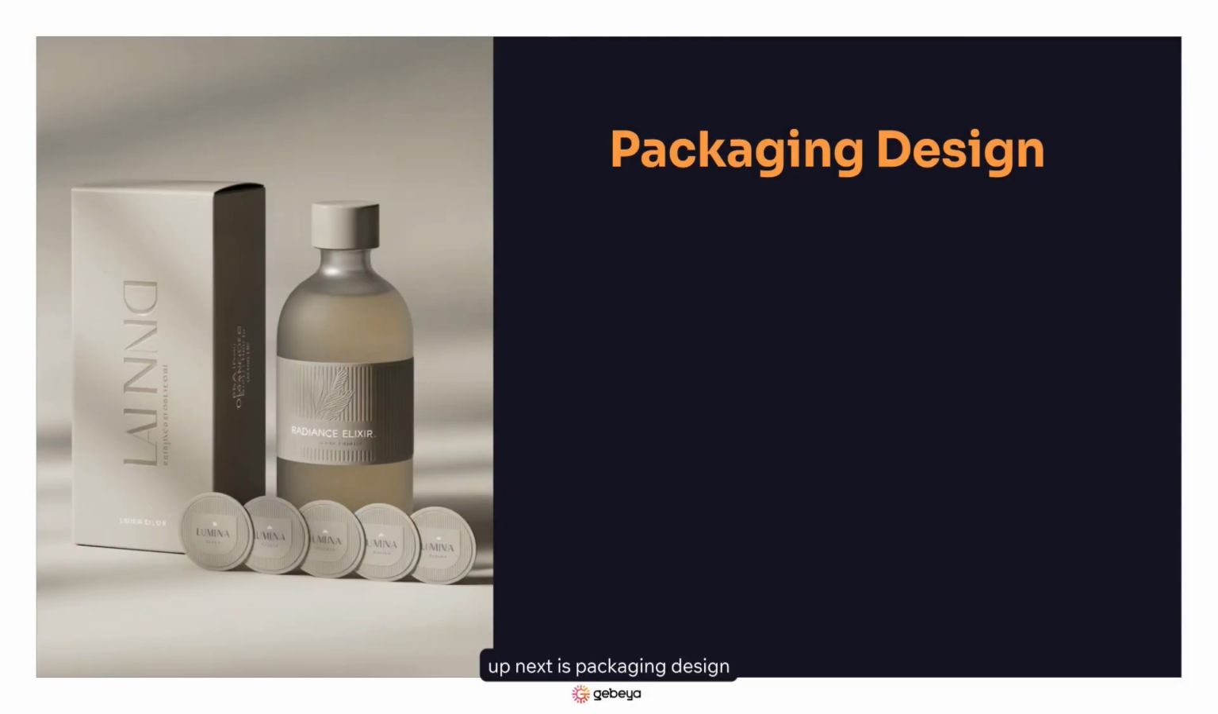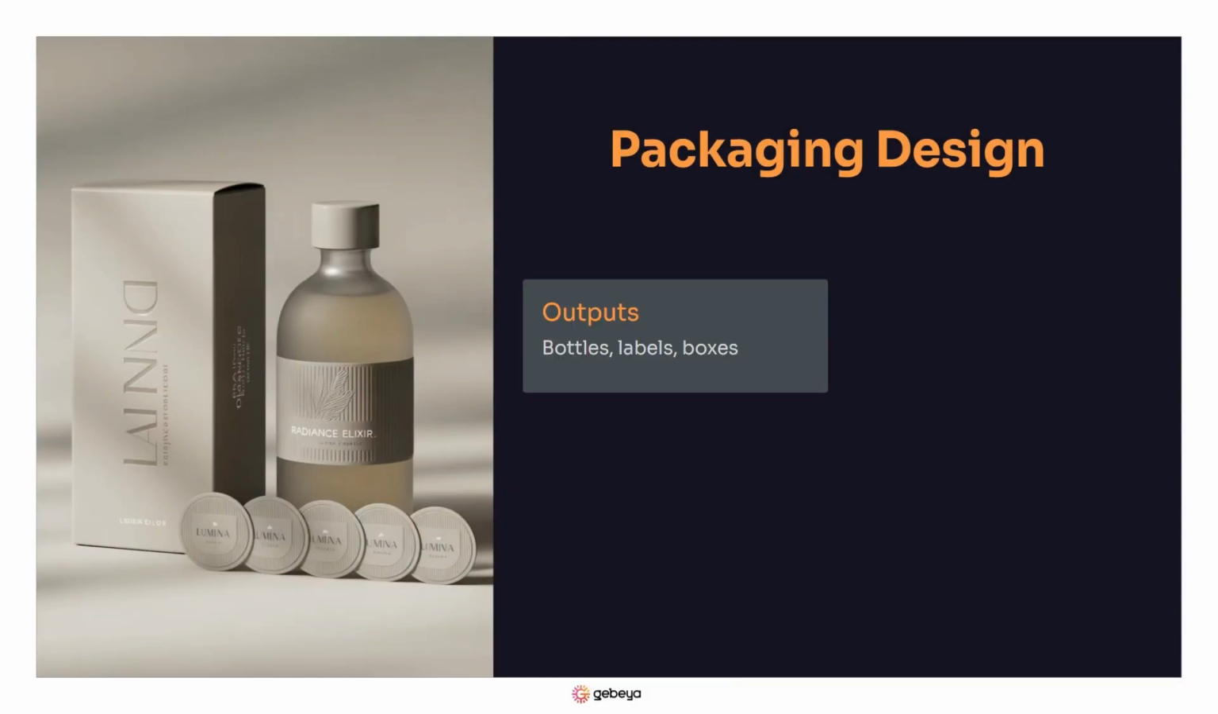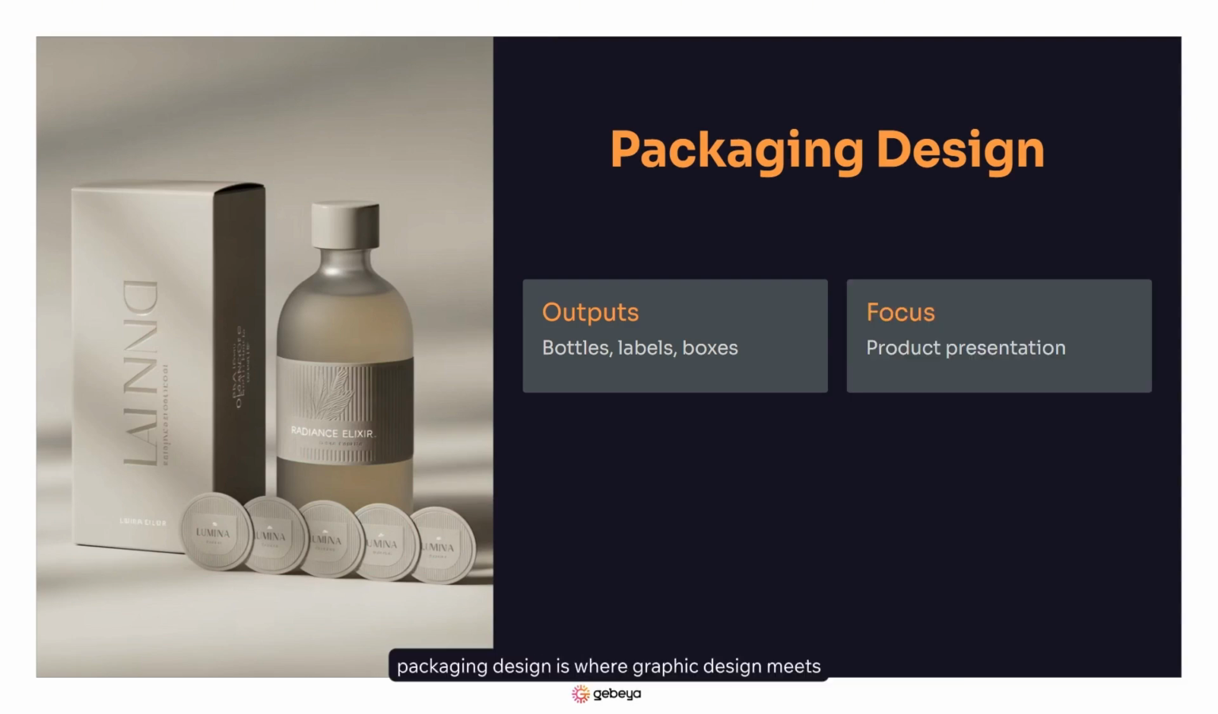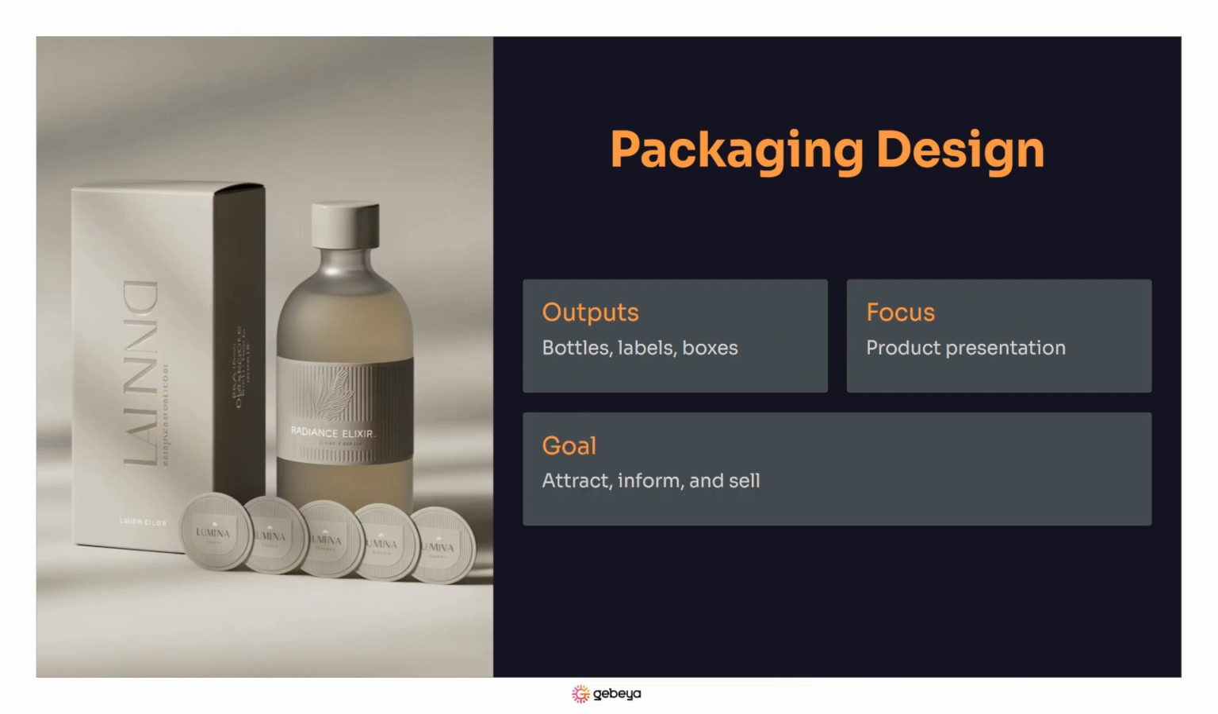Up next is packaging design. Think of product boxes, bottles, food labels, and cosmetics. Packaging design is where graphic design meets industrial design. You're not just making something pretty. You're working with physical shapes, printing techniques, and brand storytelling, all wrapped into one. And the goal here is to make people want to pick it up, read it, and buy it.